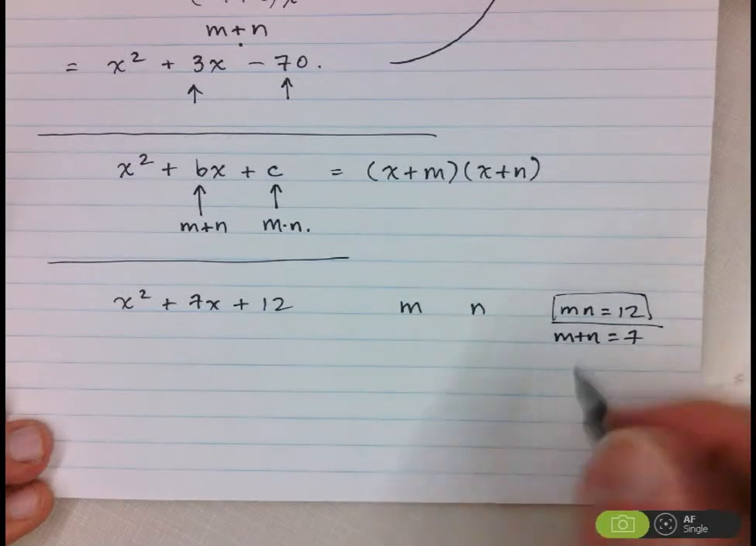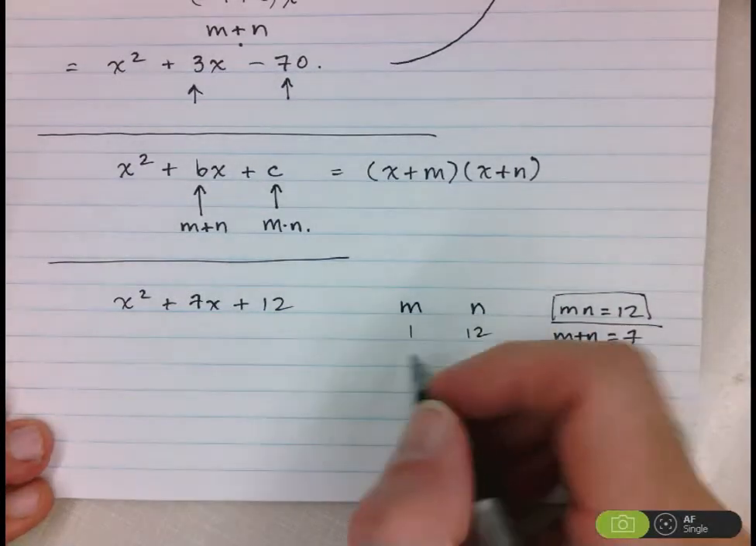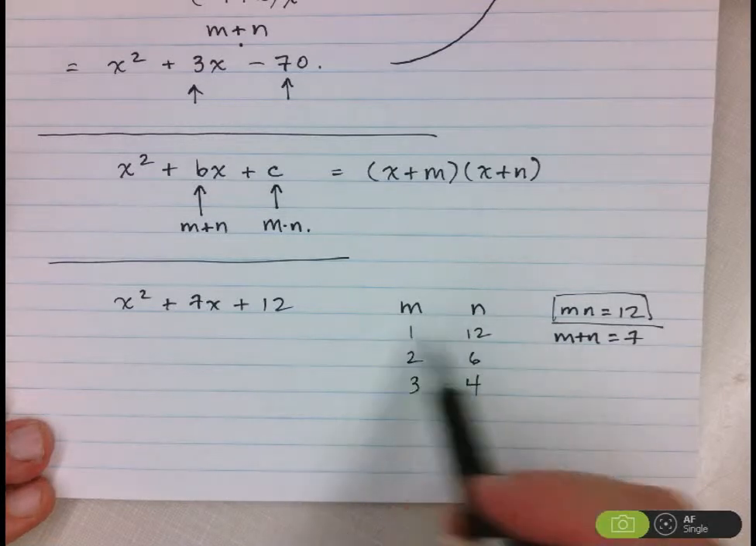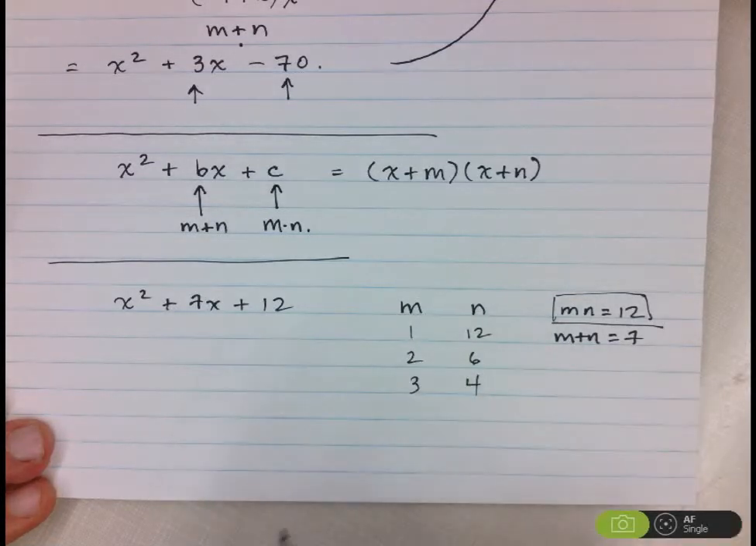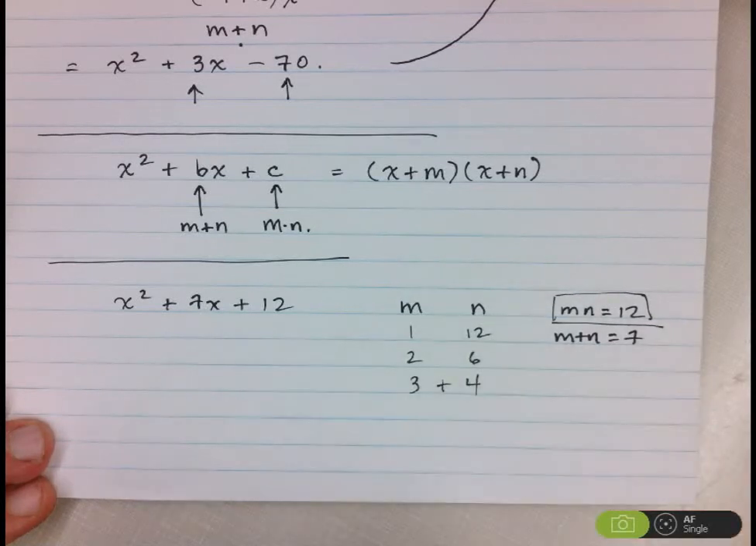So here, let's go with the easiest one, 1 and 12. Well, let's see, I've got 2 and 6. And then I've got 3 and 4. And that's about all of them. So there's only 3 options for pairs of numbers that multiply to 12. What I have to figure out is if I add up these numbers, can I somehow get to 7? If I add 1 and 12, there's no way to get 7. If I add 2 and 6, that's equal to 8. That doesn't work. But I notice that 3 plus 4 is equal to 7.